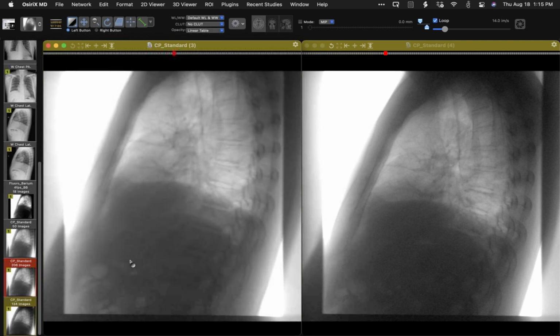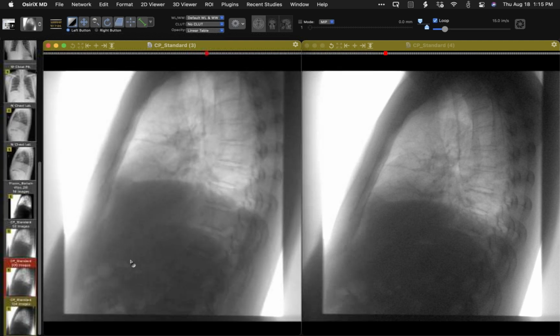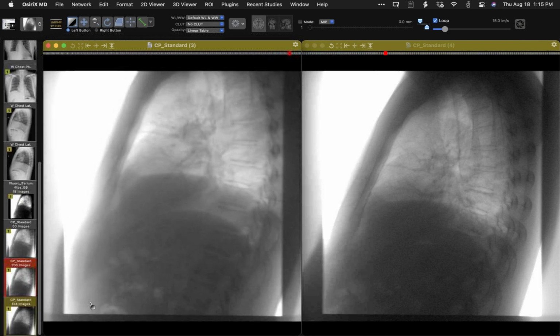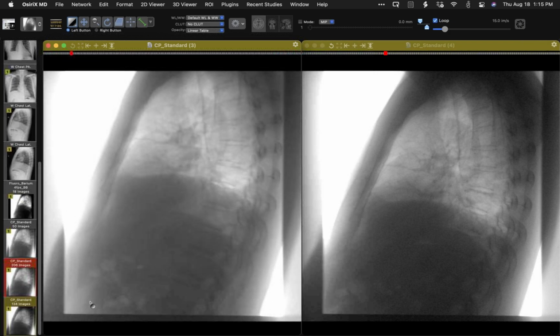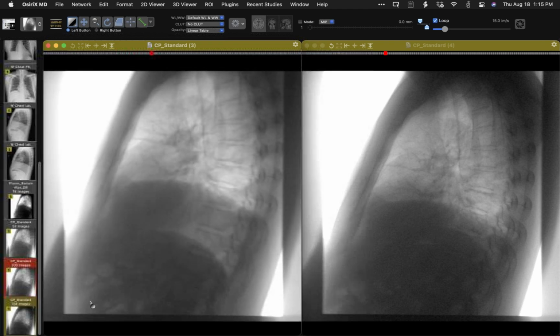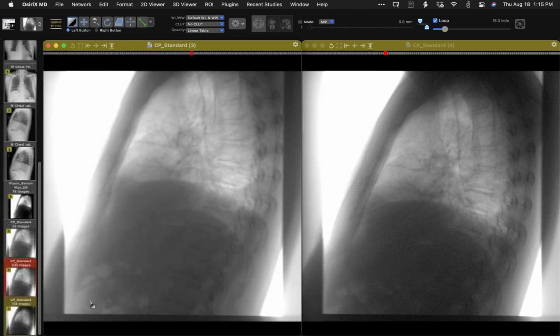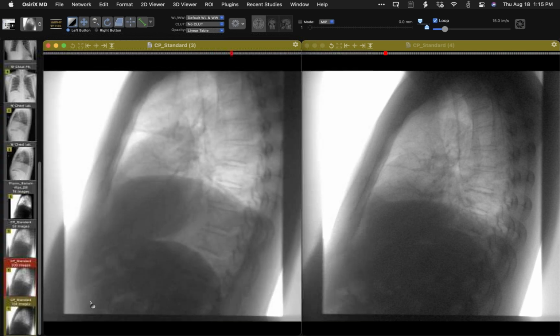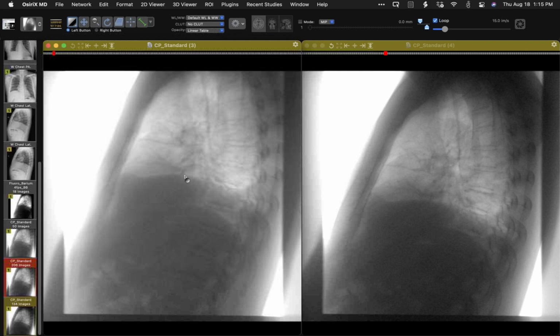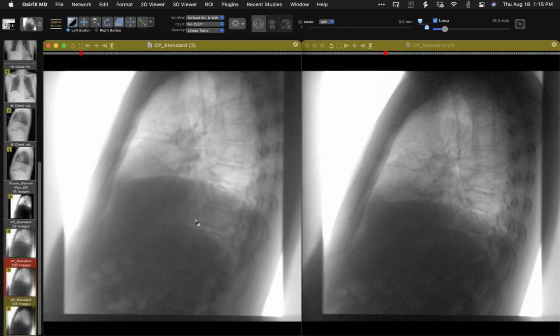So you'll see a couple breaths, and then you will see the deep breath there. So I'll let that play one more time. You'll see a couple normal breaths, and then I'll say, take in a deep breath. Nice downward movement of the left, not of the right.